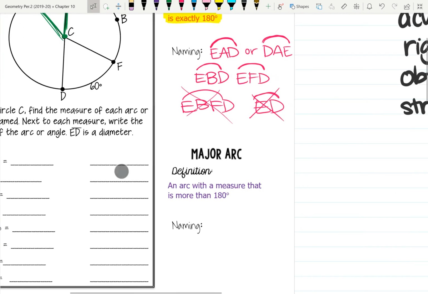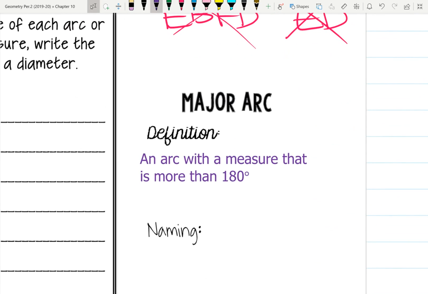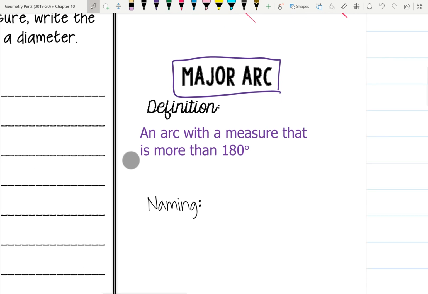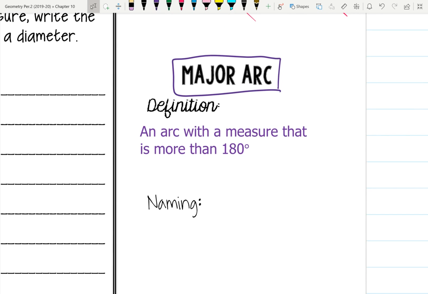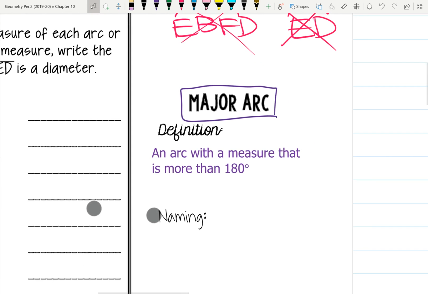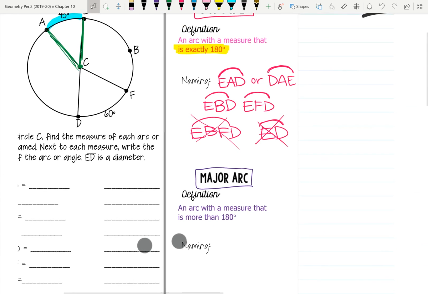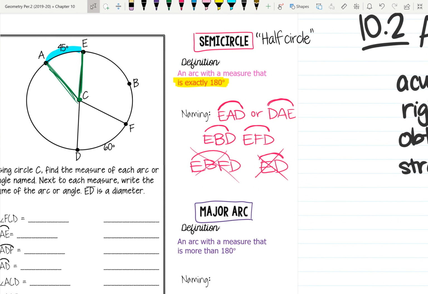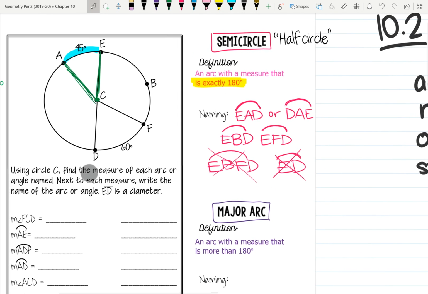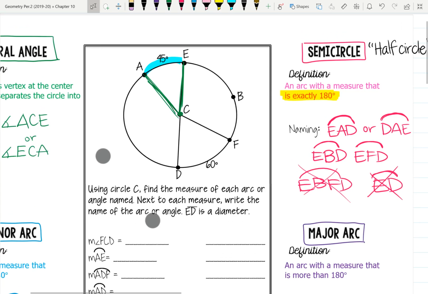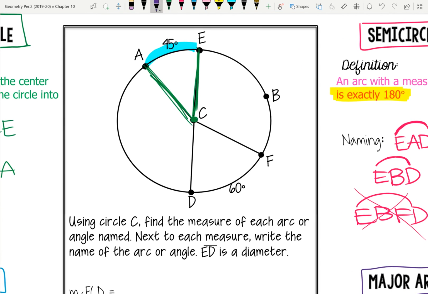A major arc would be an arc that has a measure that is more than 180 degrees. And that's what makes it a major arc. In this case, major arcs, you do need 3 letters to name. And it's for the same reason that you need 3 letters for semicircles, so you don't know which direction to head. Here's an example. Major arc, something greater than 180.